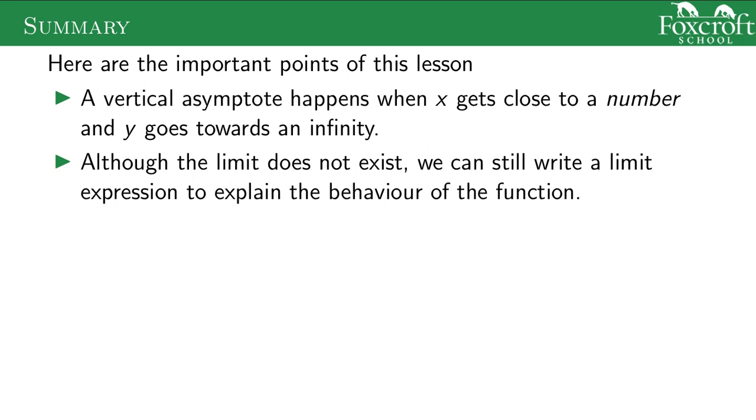All right, so here are the important lessons from this lesson. A vertical asymptote: when x gets close to a number, so x is getting close to a, but my y values are going to infinity. And again, it's important to remember the limit does not exist. It's not equal to a number. We're just writing notation with the infinity to explain what's happening, the behavior of the function. All right, so this is vertical asymptotes and limits.